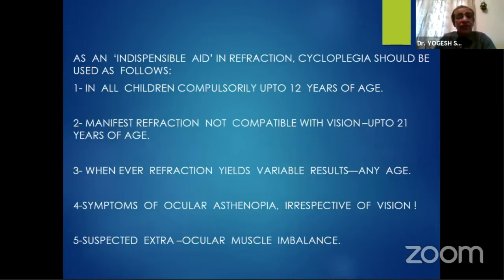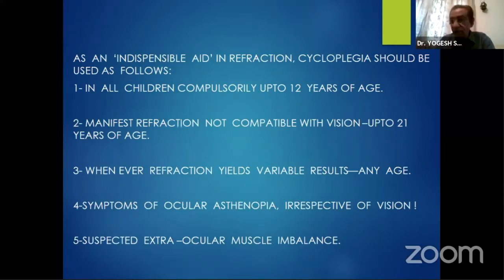So, as an indispensable aid, and this is what I'm telling you from my book, in refraction, cycloplegia should be used as follows. Now see how important cycloplegia is. Cycloplegia should be done in all children compulsorily up to 12 years of age. Number one. Manifest refraction not compatible with vision up to 21 years old. But in my practice, because I've seen with the long years of my clinical practice, that you should do it up to 20 years, because there is always a disparity.